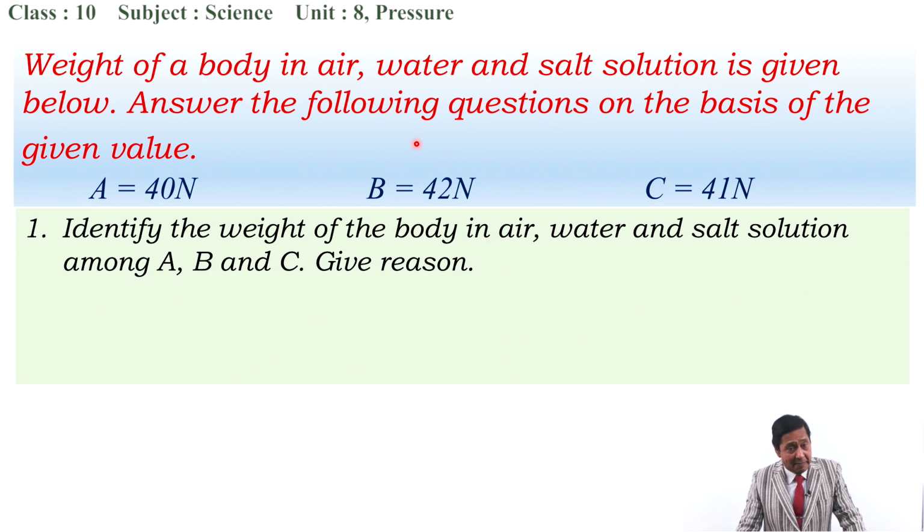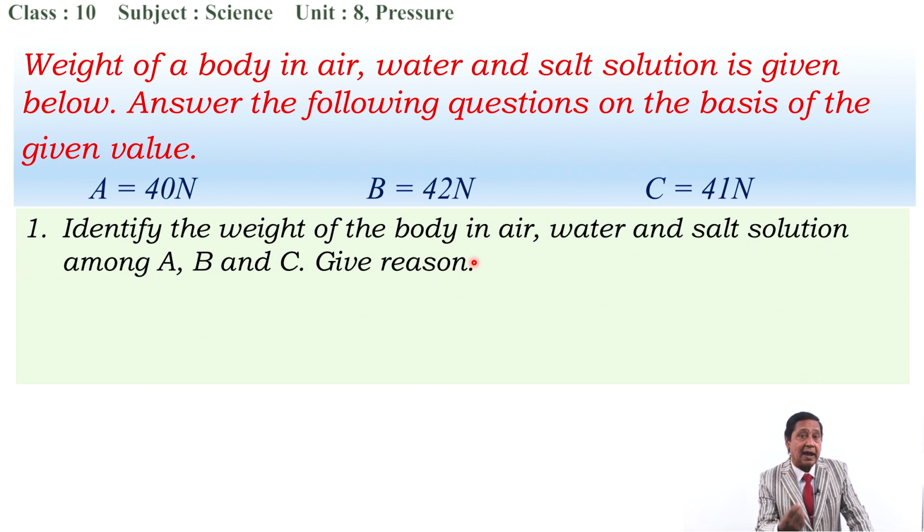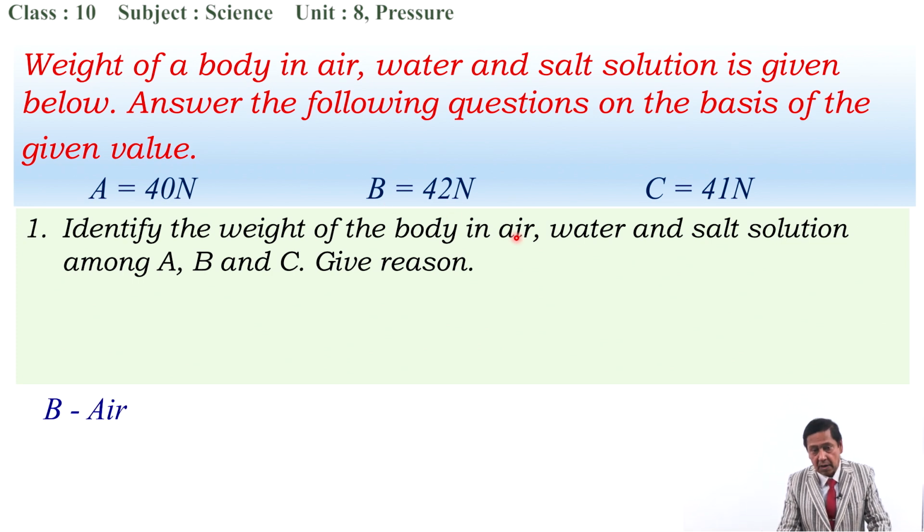The weight of the body is maximum at 42 Newton, and the weight of a body will be maximum when it is taken in air, because when we take the weight of the body in air, at this time also upthrust acts on the body, but upthrust is equal to the weight of displaced air, and since the weight of air is negligible for that body, the real weight of the body is taken as the weight of the body in air. So it is maximum. The weight of the body in air is maximum. So B must be what? B must be air, because weight is maximum in air.